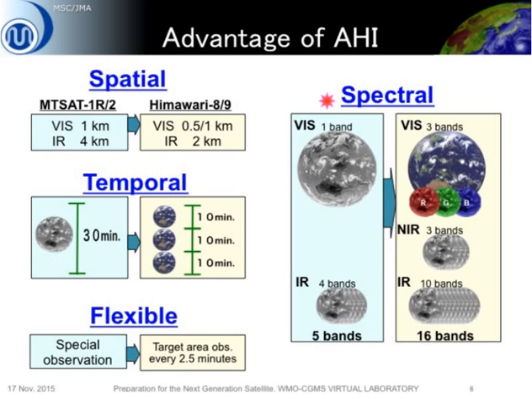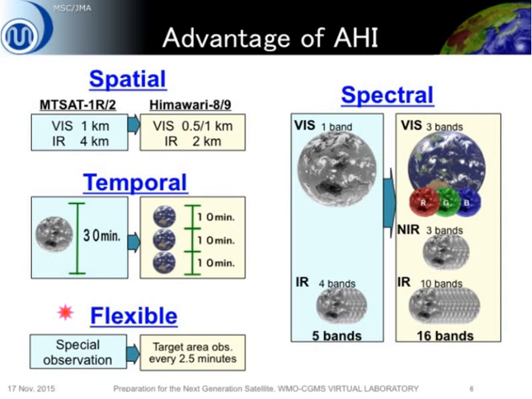And spectral capability is also improved. MTSAT have 1 visible band, no near-infrared band, and 4 infrared band. They have totally 5 bands. On the other hand, Himawari 8 has 3 visible band, 3 near-infrared band, and 10 infrared band. They have totally 16 bands.